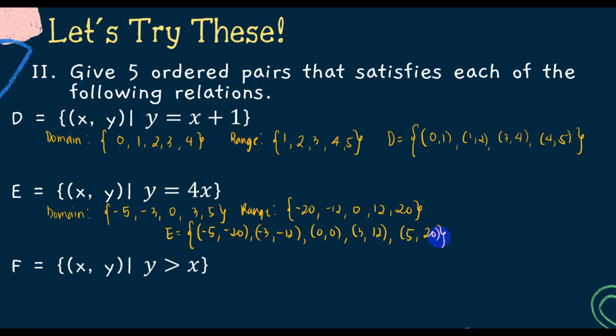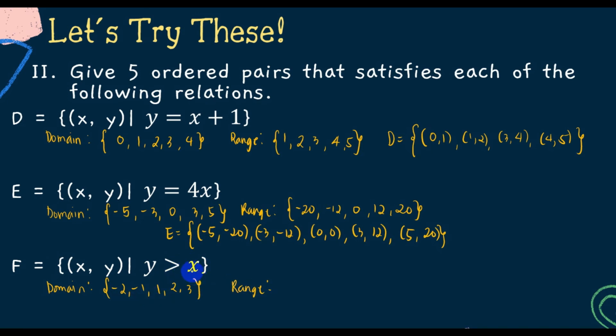Last po natin for this test 2 is this relation. We have here set of all x and y such that y is greater than x. So, kailangan daw mas malaki si y kesa dun sa ibibigay nating x. So, kuha ulit tayo ng domain. So, let me start with negative 2, negative 1, 1, 2, and then 3. So, madami tayong pwedeng possible na maging answer dito. Kailangan mas malaki daw ang y kesa sa x.